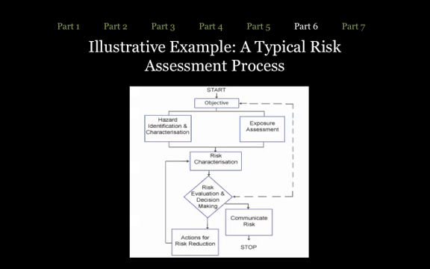Now, in order to illustrate what the end result of a flowchart should look like, we will reference an example. The following example provides a flowchart that describes a typical risk assessment process. The risk assessment process begins with stating the objective and concludes with communication of the risk. The intermediate steps, some being interrelated, are labeled clearly within the body of the chart.